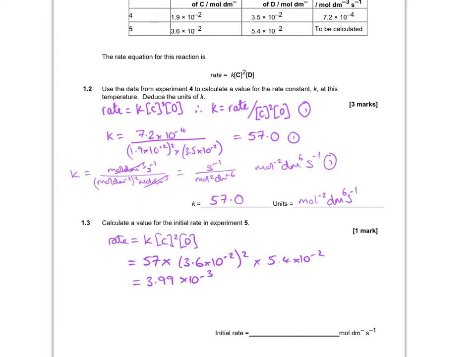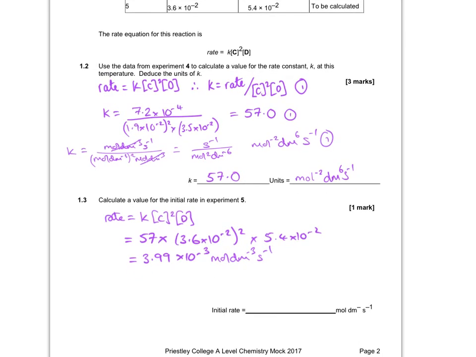Okay, again, the mark scheme gives the answer to 3 significant figures. I'd argue you've only got 2 significant figures in the information, so I certainly would have accepted 4.0 as an answer to that question. If you want to put units in, it's optional, but they are the units for rate, which is mol dm to the minus 3, seconds to the minus 1.